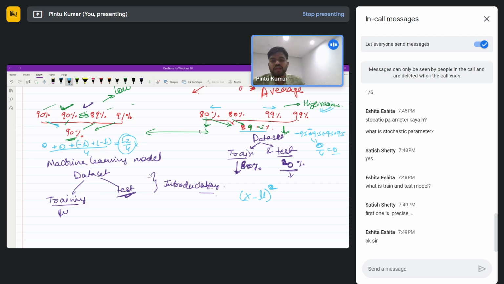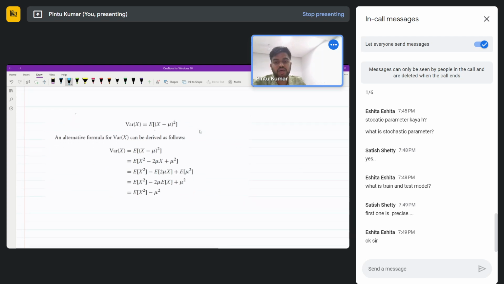So rather than looking at just this thing, we look at the square, and then this value would become 1 plus 1 is 2, 2 by 4, and this would become 9 by 5 square plus 9 by 5 square plus 9 by 5 square plus 9 by 5 square, and we reach something as 9 by 5 square. Now this value is very high, right? So this is the motivation behind this square.